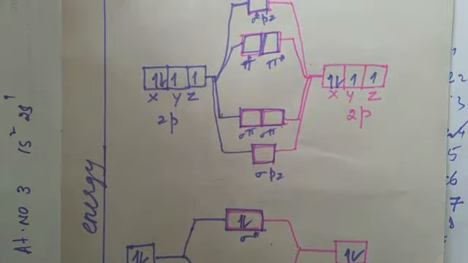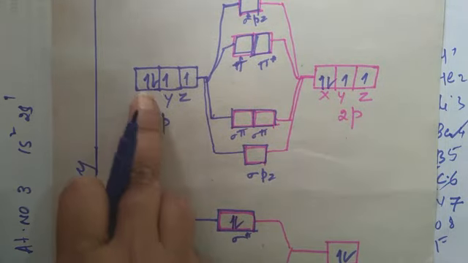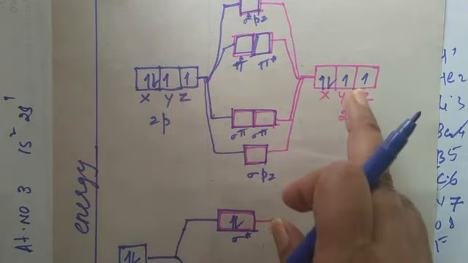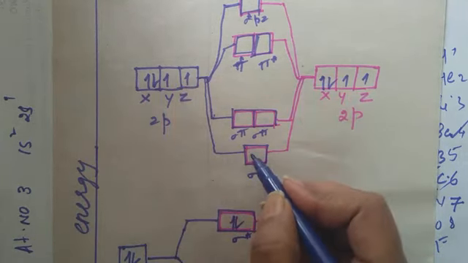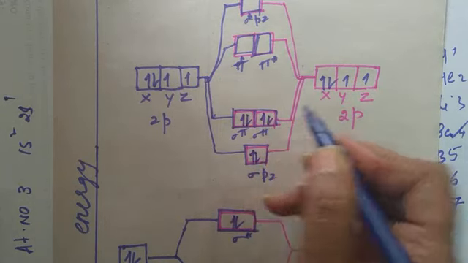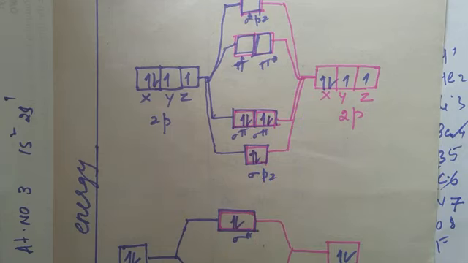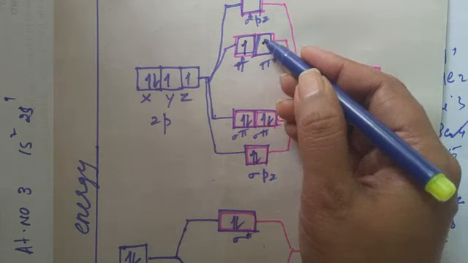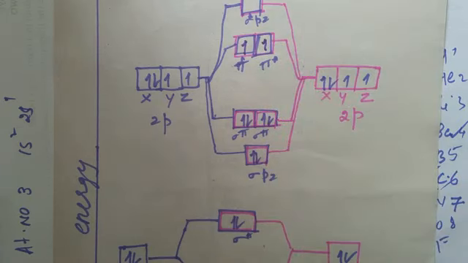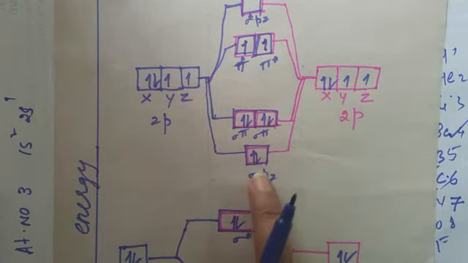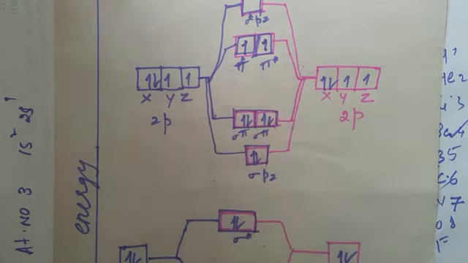Now coming to the 2pz orbital. So altogether how many electrons? 4 plus 4, 8. So just go on filling. 1, 2, 3, 4, 5, 6. Then where should the other two go? 7. Should it get paired? No. Initially unpairing and then pairing. So altogether 8. So 2, 4, 6, 7, 8. It is complete.